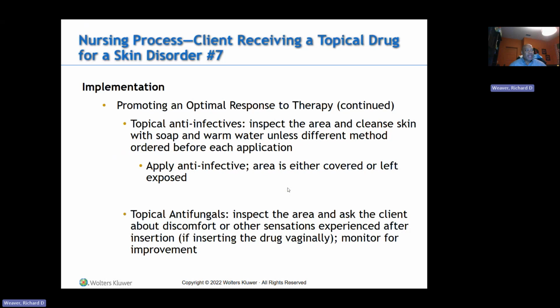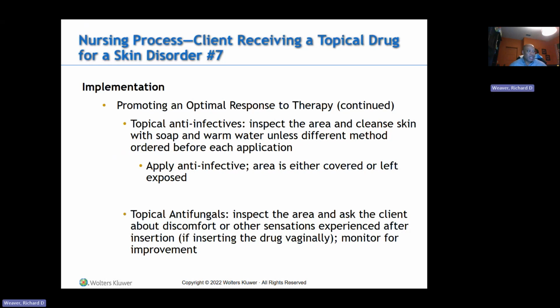Right. Now we apply the anti-infective medications, and the area is covered, or sometimes it might be left exposed. So it just depends on the physician's orders. Sometimes they may want the wound covered. Sometimes they want it to be exposed, and we always want to apply the medications either a thin layer or it should be applied more liberally.